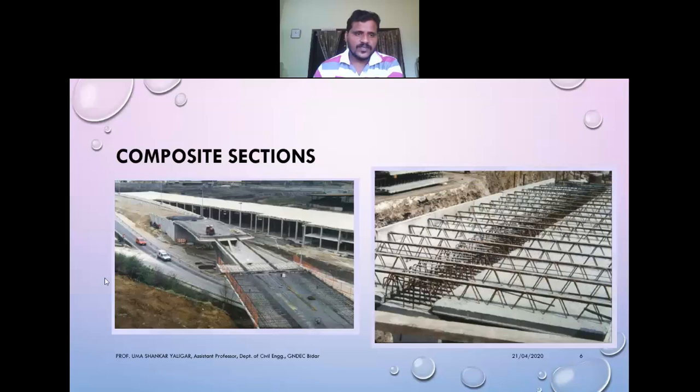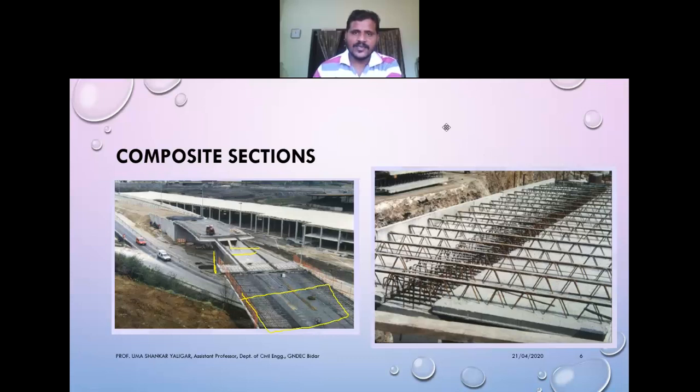Now here you can see this is your girder, the U-shaped girder. And here also you have the precast column. These are precast, whereas this slab, you can see here, what is this slab? It is cast in place. This slab is cast in place.